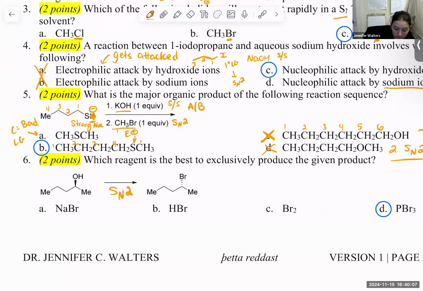And Br2, not going to be a good nucleophile. We're looking for something that's going to be a good nucleophile. And we also need something that's going to turn that alcohol into a good leaving group, because right now the alcohol is a bad leaving group. So this sodium bromide is not going to work because alcohol is a bad leaving group.